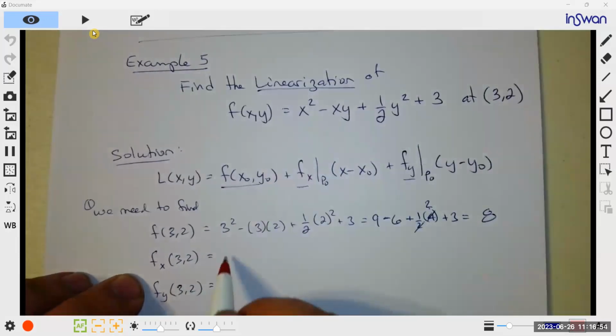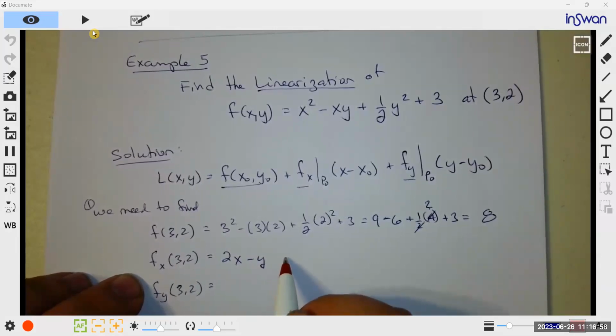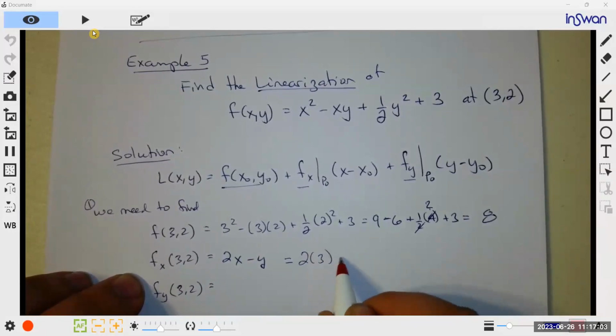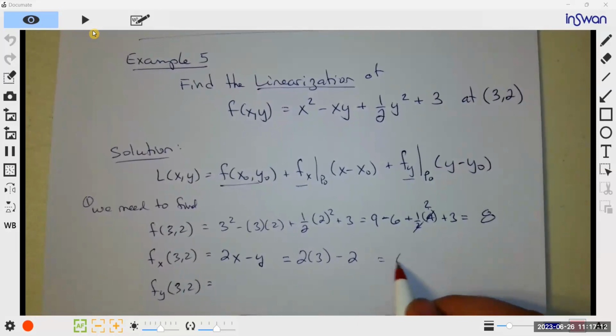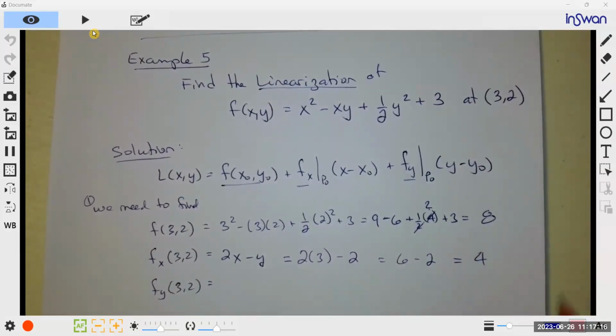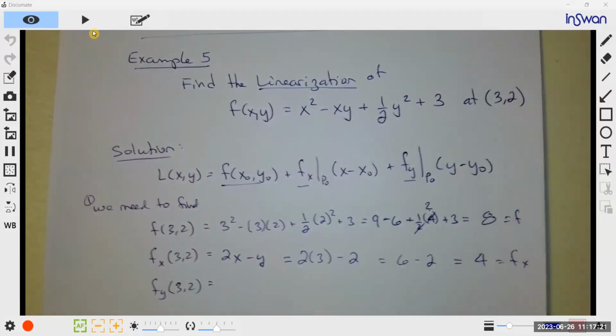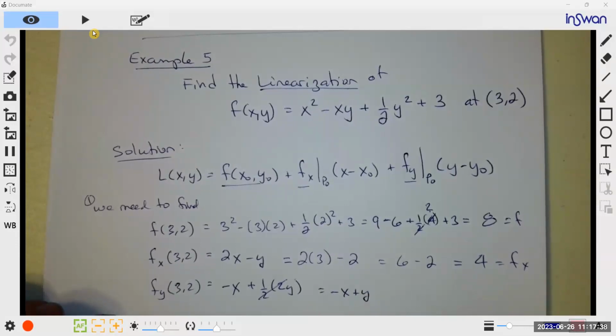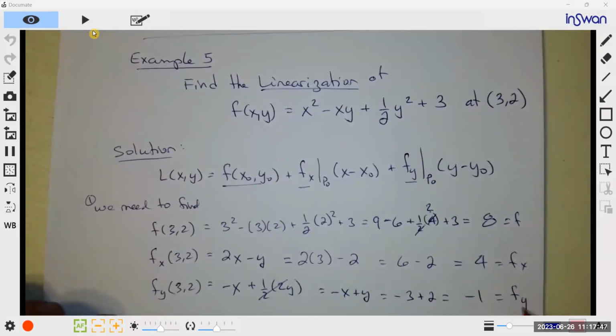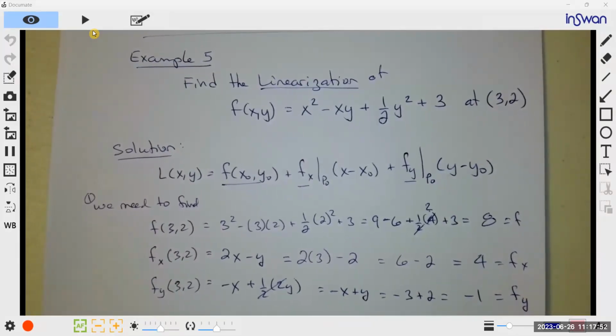Now the partial derivative with respect to x. So we have 2x minus y at 3, 2. So we have 2 times 3 minus 2. 6 minus 2 is 4. So this is fx. Now the partial with respect to y, which is negative x plus 1/2 times 2y. So it's negative x plus y. X is 3, y is 2, is negative 1. All right, so now we have those parts, plug them into our equation.